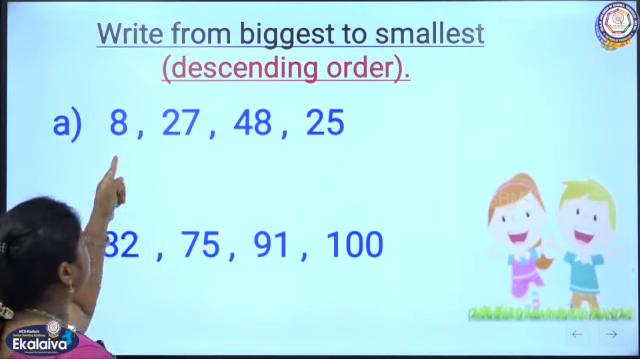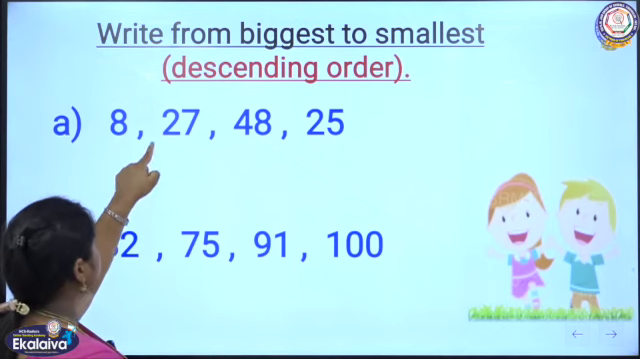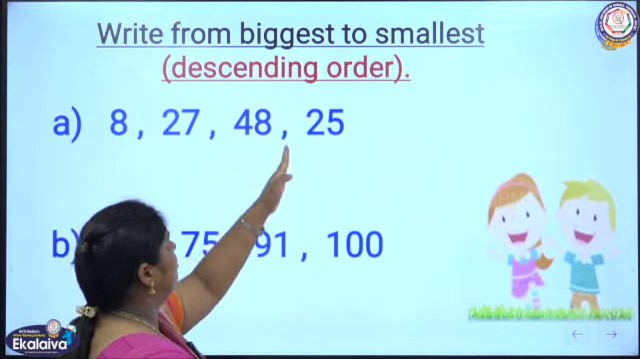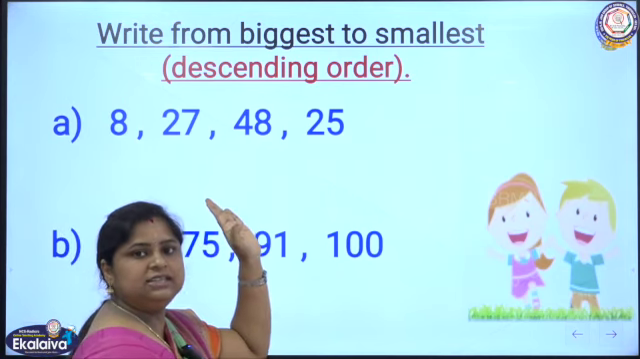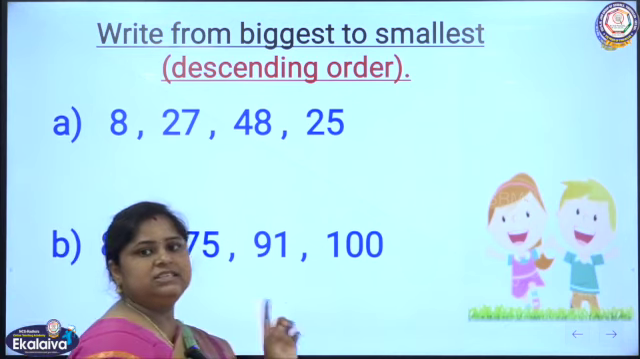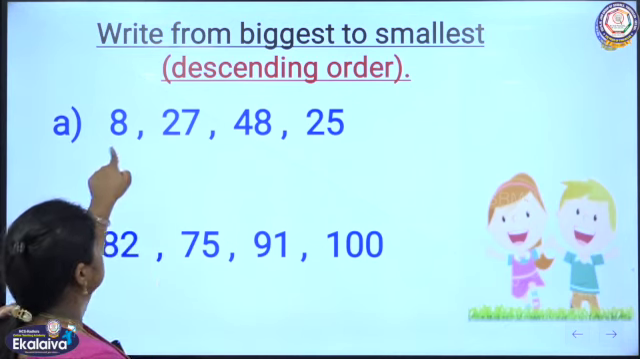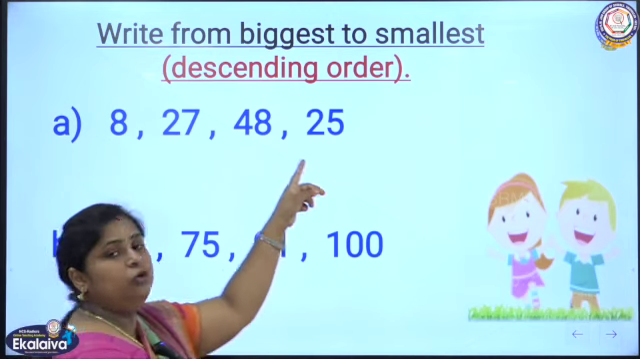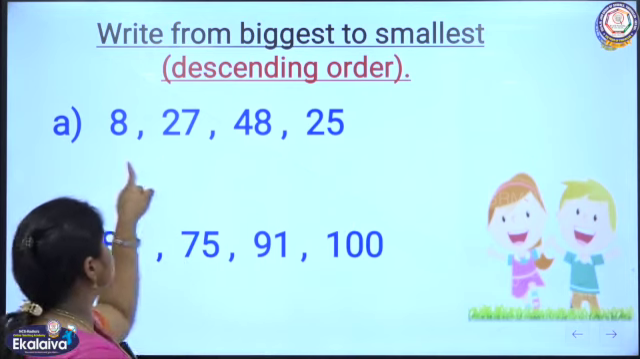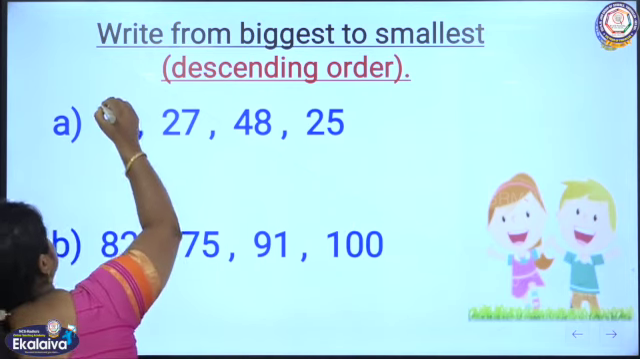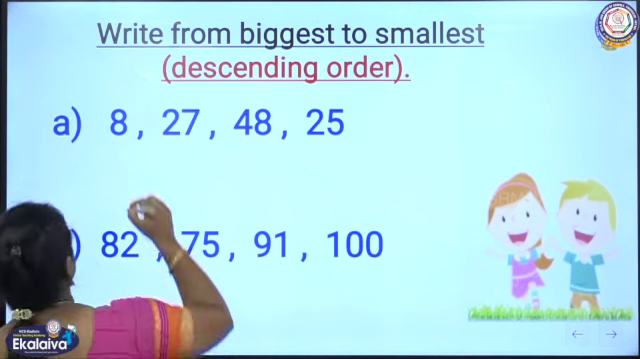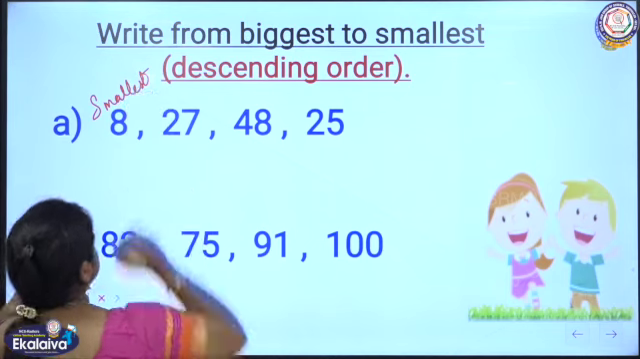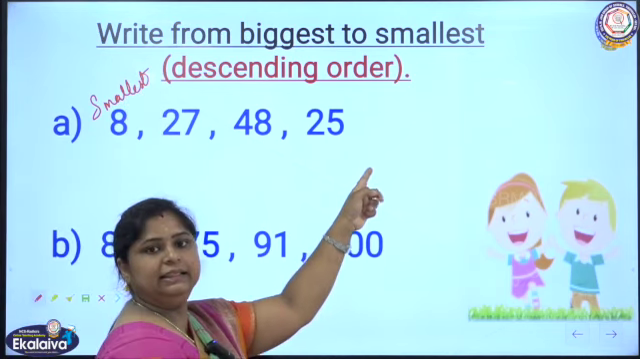See the digits. First one is a single digit number, 27 is a 2 digit number, 48, 25, these 3 numbers are 2 digit numbers. So, I want the biggest number in this. So, it is very clear that there is only one single digit number. So, this is going to come at the last because this is the smallest number, isn't it? So, this is going to come at the last.